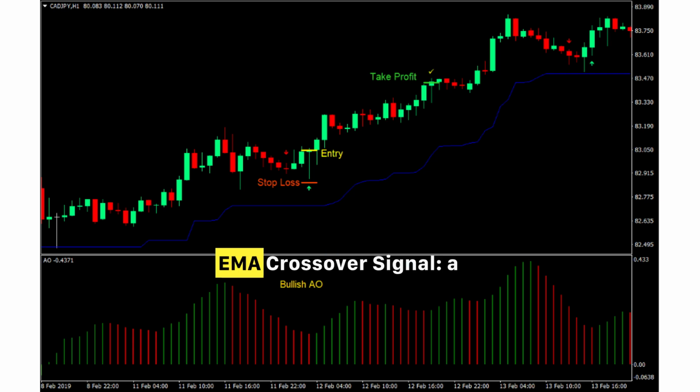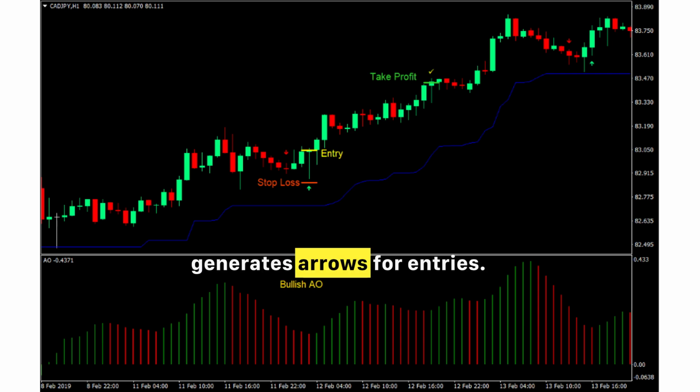3. EMA crossover signal. A fast EMA, 5, crossing a slower EMA, 20, generates arrows for entries.